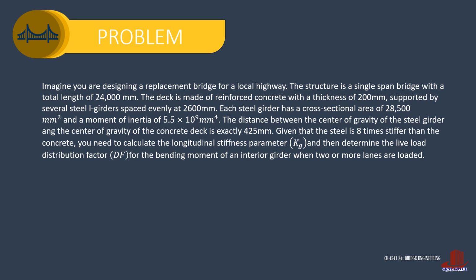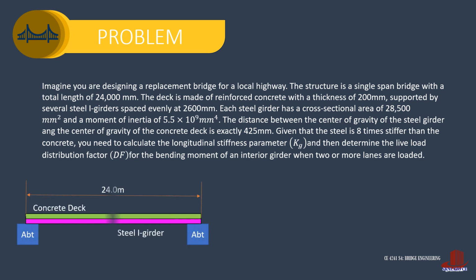It is also stated in the problem that steel is taken as 8 times stiffer than concrete. We are to look for the distribution factor for the bending moment of an interior girder when 2 or more lanes are loaded. Let's illustrate the bridge to visualize the given parameters.